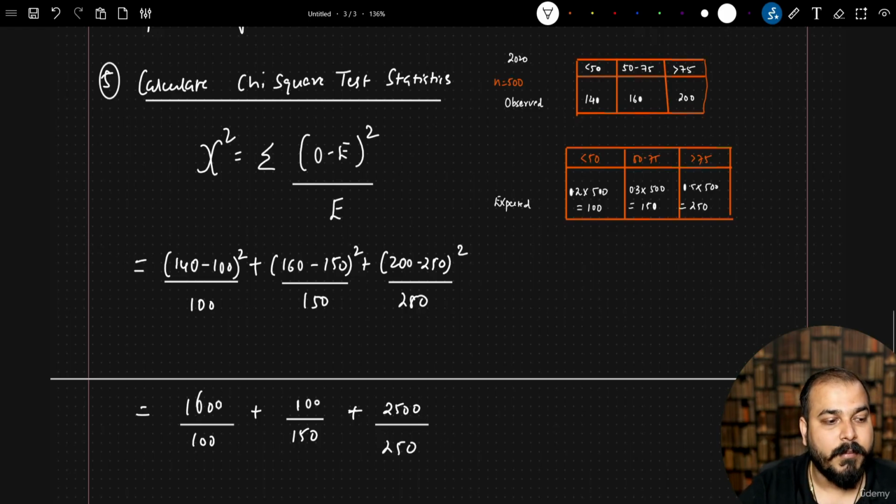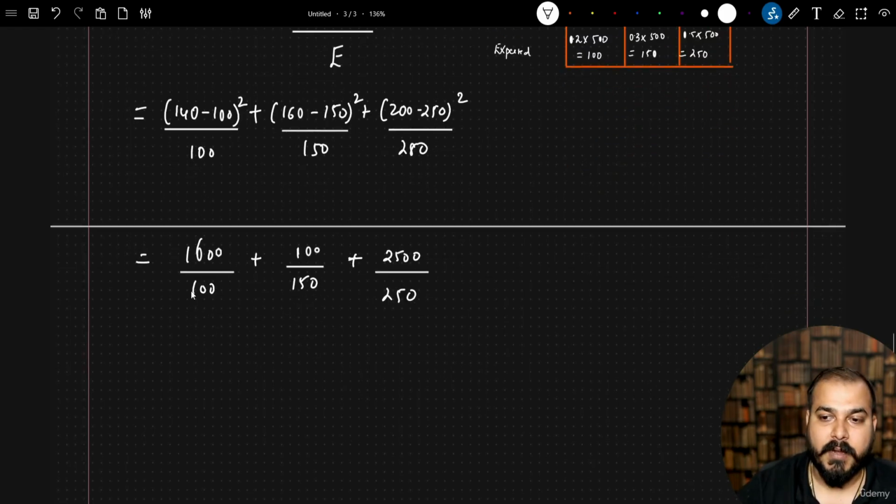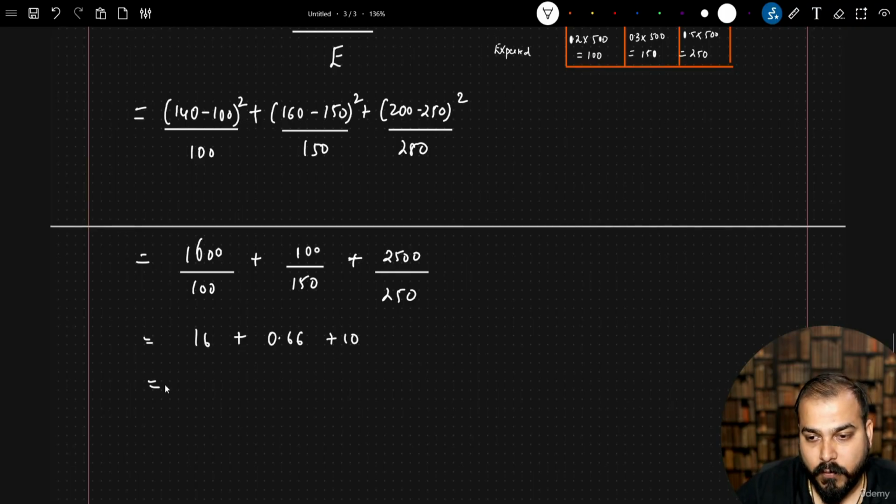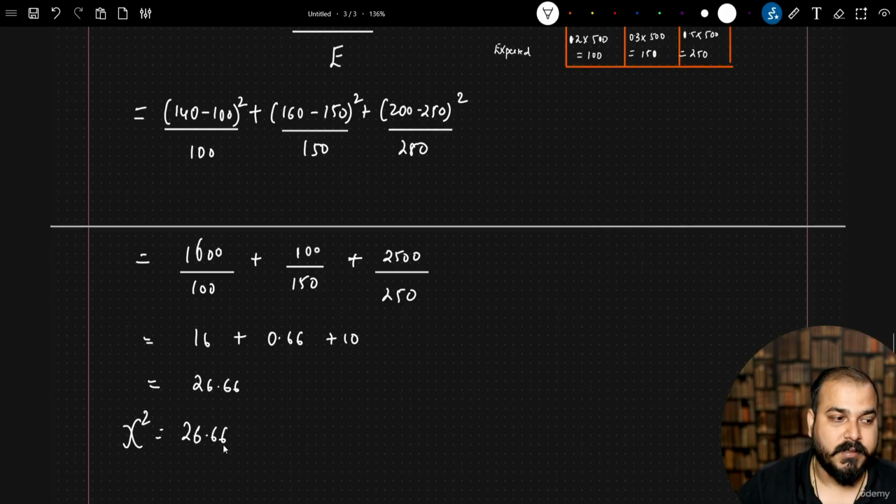So finally you will be able to see all my values over here, and we get 16 plus 0.66 plus 10. Overall, the value will be 26.66. So my chi-square is 26.66.